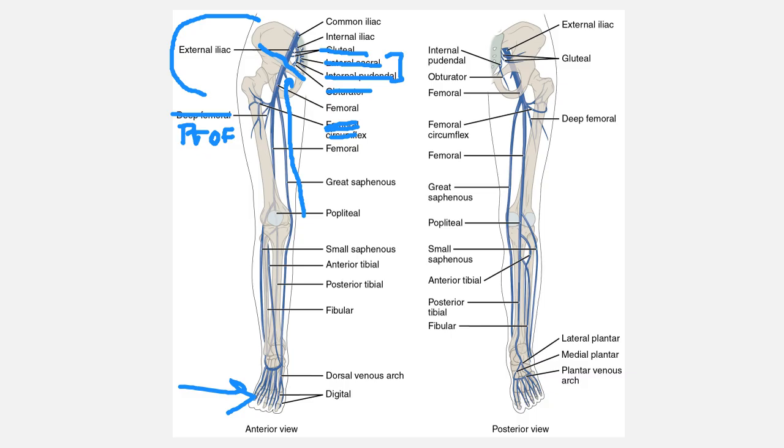So really, just look at profunda joining with the femoral vein here. Greater saphenous is going to join in with those two to become the common femoral here. That's going to travel through our inguinal canal to become external iliac. Internal iliac will dump into the external iliac. It will become the common iliac. It's a lot, I know.